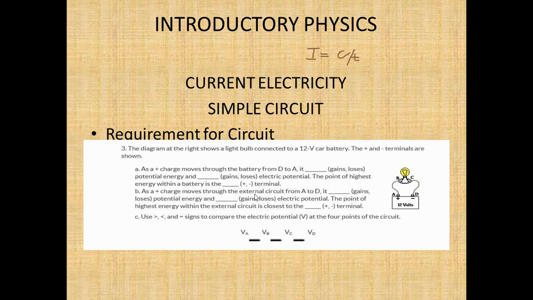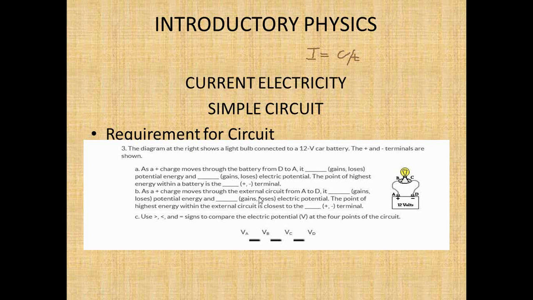So as the charge moves through the external circuit from A to D, does it gain or lose? Remember, it's going to lose potential energy. Okay? It's going to lose potential energy because the potential energy that is right here is going to be converted to electric energy. Electric energy is going to flow through the wire. It's going to light up the bulb. So some of that electric energy is going to be converted to light energy. So it's going to use up some of the energy. So it's going to lose energy.